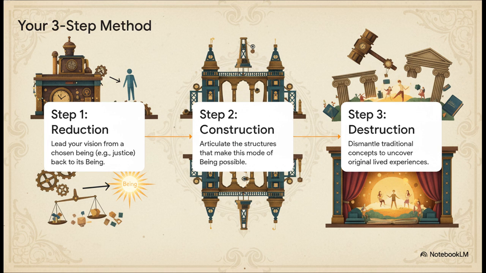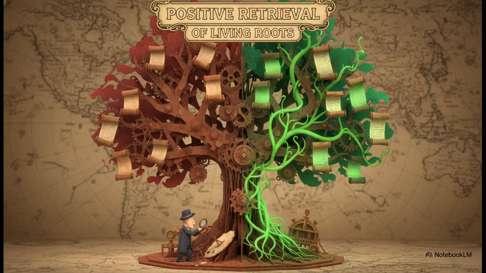Step 2, the construction. Articulate the structures that make that experience of justice even possible. And finally, step 3, the destruction. Dismantle the history of the concept of justice to recover the living, breathing experience it was first meant to describe. Always remember, the whole point of this method is to overcome that forgetfulness of being that we started with. It's about taking these huge foundational concepts that have become dry and abstract and making them vital and meaningful again by tracing them all the way back to their origins in our own existence.